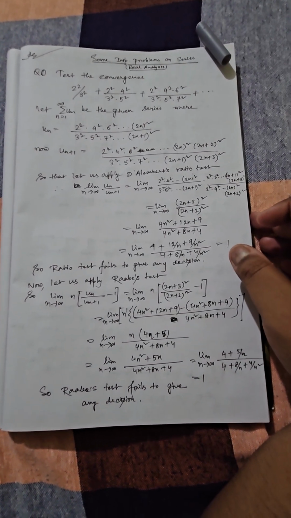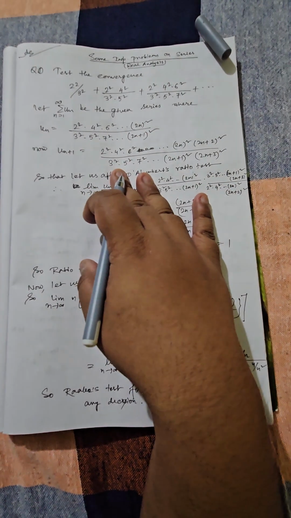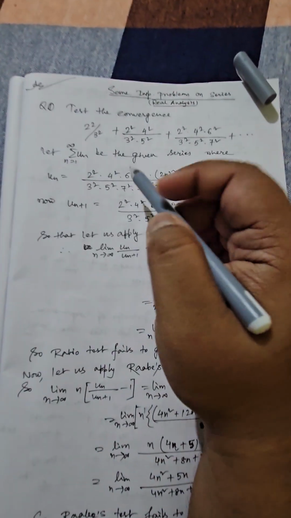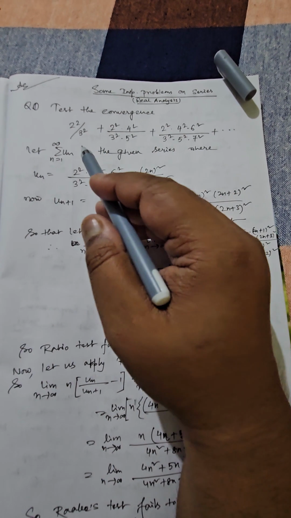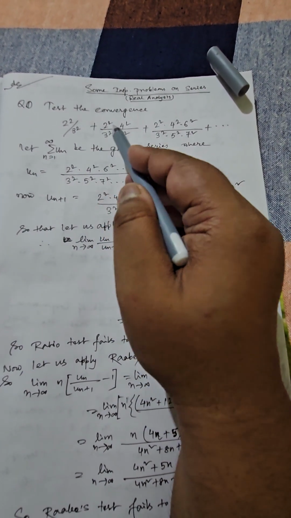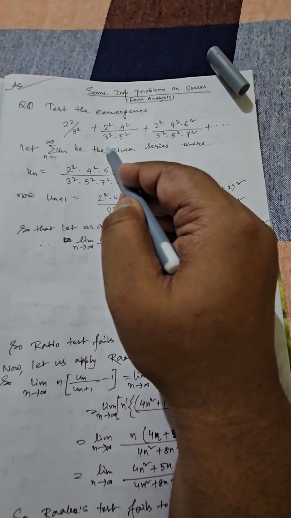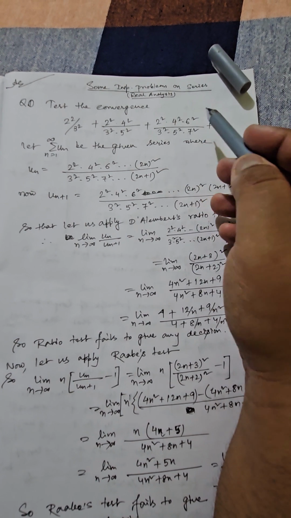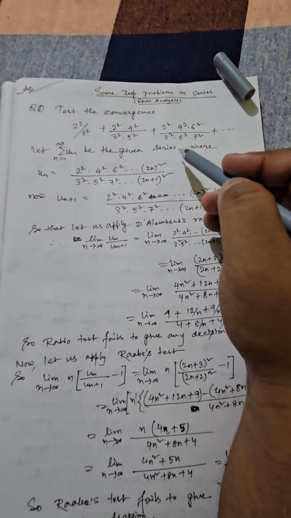In this video, I am going to discuss the solutions of some important problems regarding the chapter series. So here you can see the first problem. In the first problem, we have to test the convergence of this series: 2 square by 3 square plus 2 square into 4 square whole divided by 3 square into 5 square. Then the next term is 2 square, 4 square, 6 square whole divided by 3 square, 5 square, 7 square and so on.